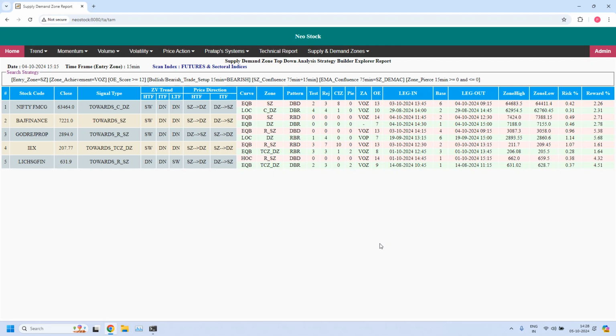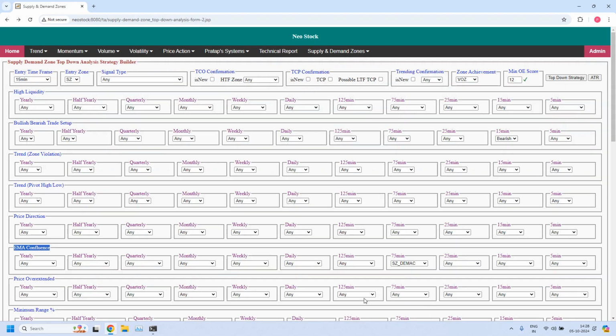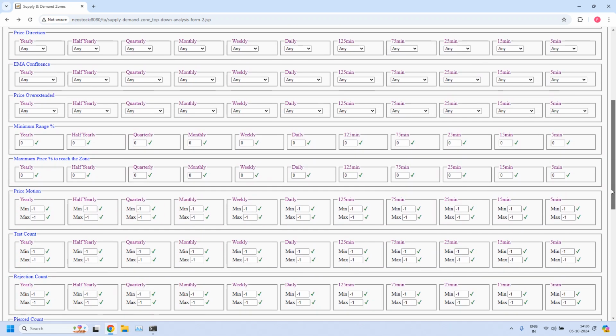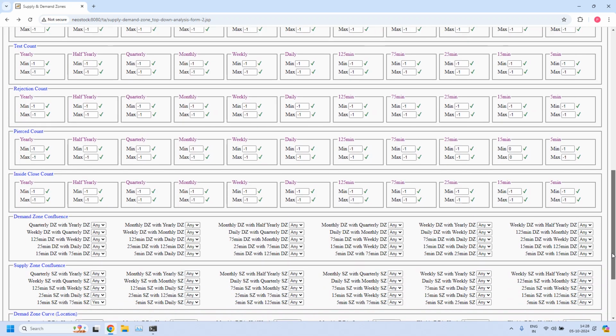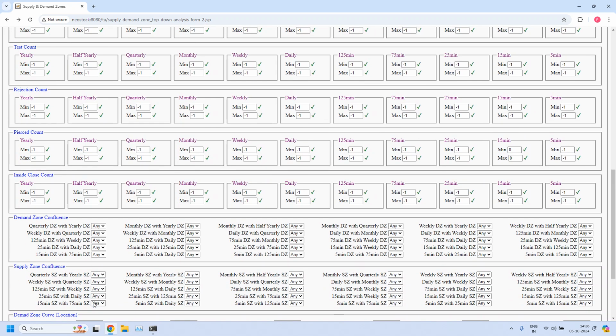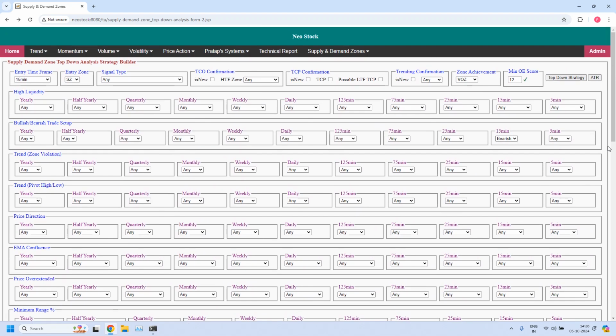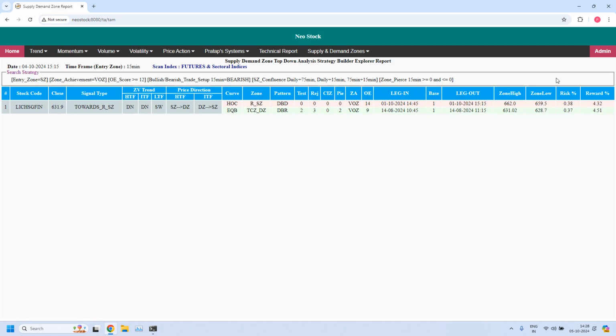Okay, next let us look for LTF, ITF and HTF confluence. So I am going back, removing the EMA filter, and then let's look for LTF, ITF and HTF supply zone confluence. Already I enabled the filter 15 minute supply zone with 75 minute supply zone. Next filter 15 minute supply zone with daily supply zone, and also next filter 75 minute supply zone with daily supply zone confluence enabled. With all the 3 filters, we can identify LTF, ITF, HTF confluence zones. Only one stock is filtered.